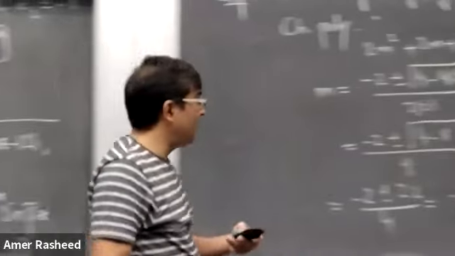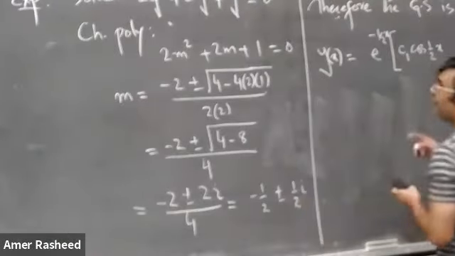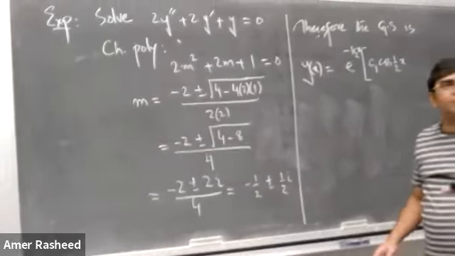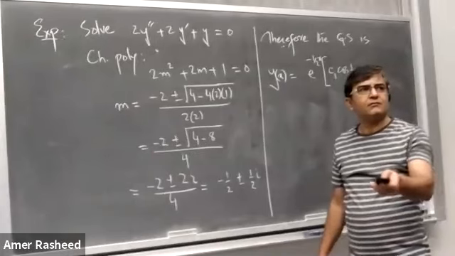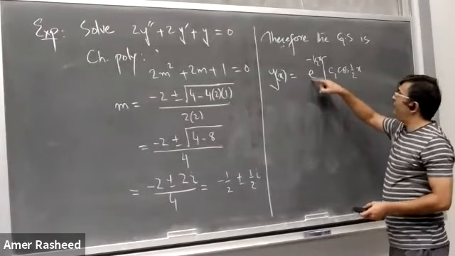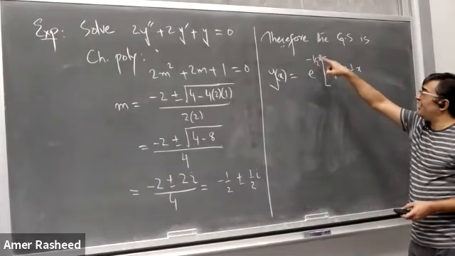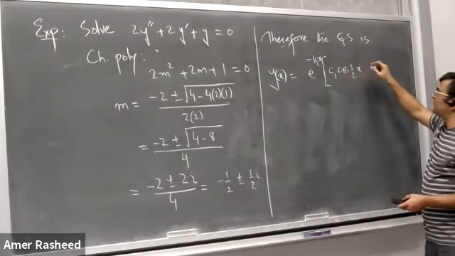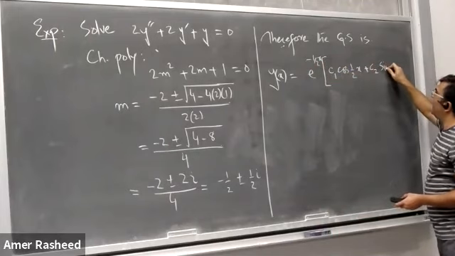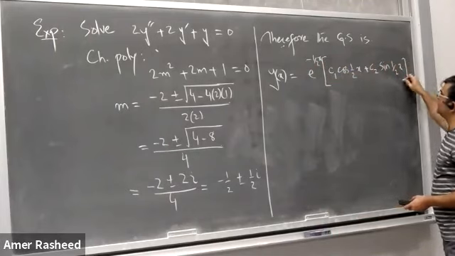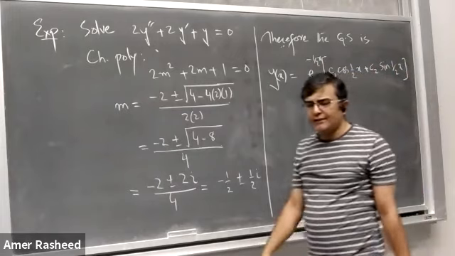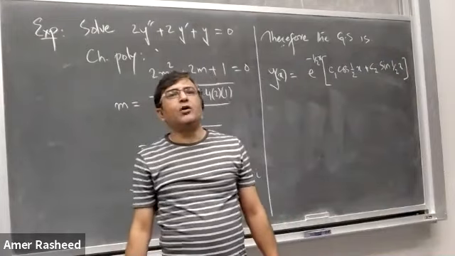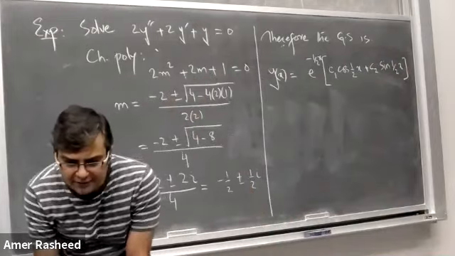Sorry for that mistake. So here, whenever we have complex conjugate roots, we write e raised power real part times x, and C1 cosine of imaginary part times x plus C2 sine of imaginary part times x. So this will be the general solution in this case. I hope you get it. If you have any question, you can ask me.